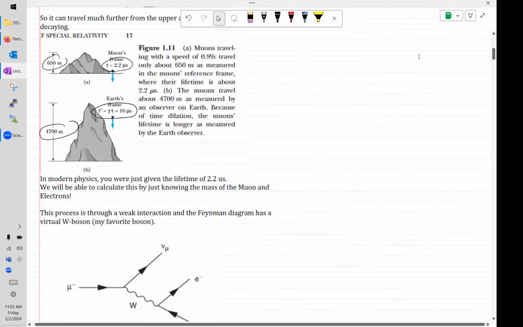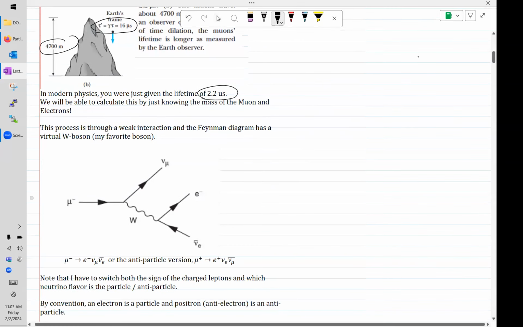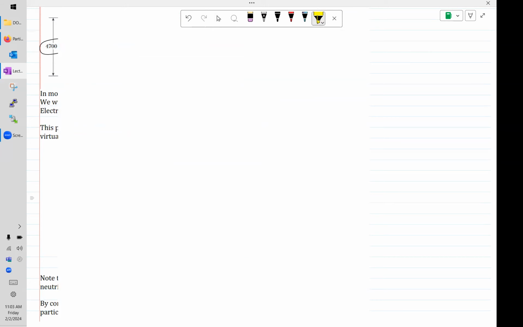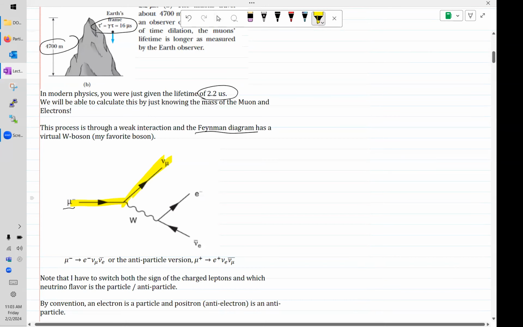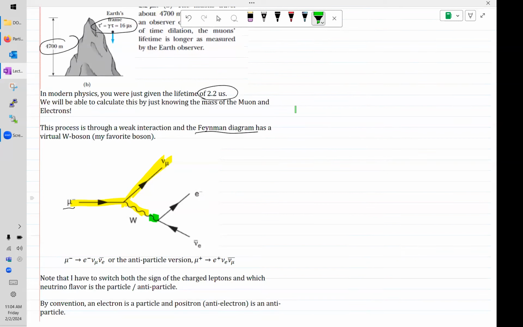In modern physics, you're just given that this thing happens to decay in 2.2 microseconds. Where does that number come from? That number comes from the decay for this Feynman diagram, for this particular process. So you have a muon here. This part here, the left half, is one vertex. I'm going to do a green thing, very fancy. And the stuff highlighted in green is another vertex.